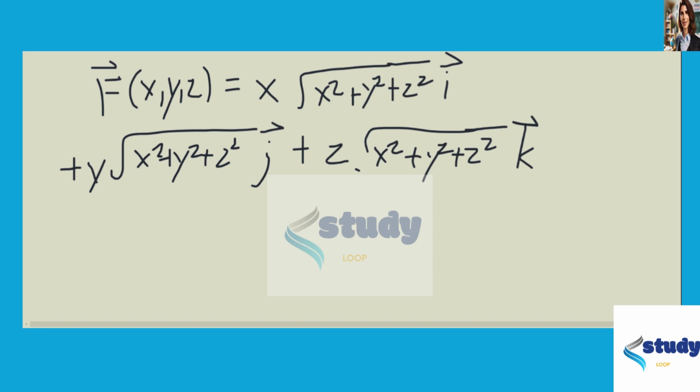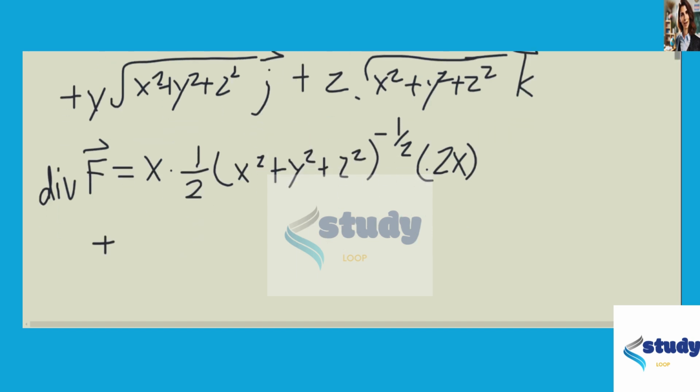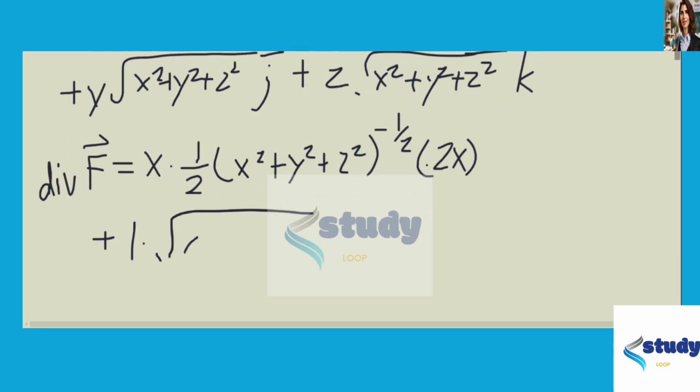And therefore the divergence of F is going to be taking a partial derivative of the first component with respect to x. We use the product rule, so we have x times 1/2 times x squared plus y squared plus z squared to the negative 1/2 times 2x, and then plus the derivative of x, which is just 1, times the square root of x squared plus y squared plus z squared.